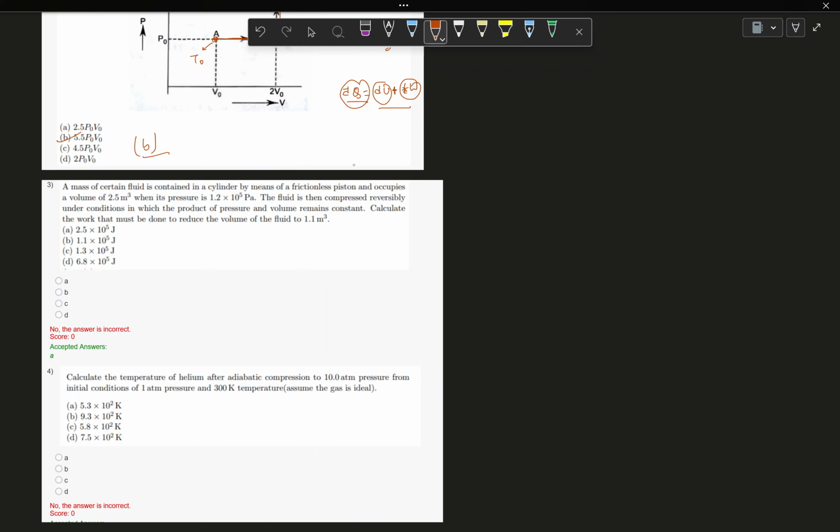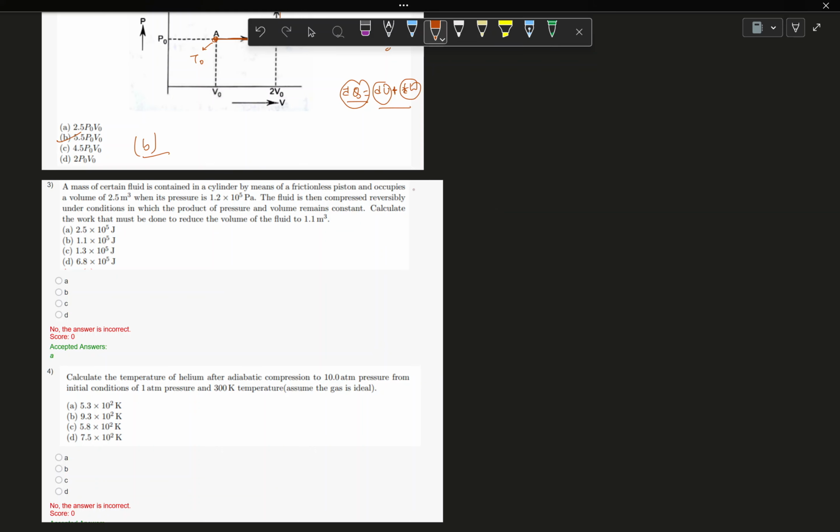Like for this question number 3, it is saying that mass of certain fluid is contained in a cylinder by means of a frictionless piston and occupies a volume of 2.5 meter cube when the pressure is 1.2 into 10 to the power 5 Pascal. The fluid is then compressed reversibly under conditions in which the product of pressure and volume remains constant. Calculate the work that must be done to reduce the volume of the fluid to 1.1 meter cube.